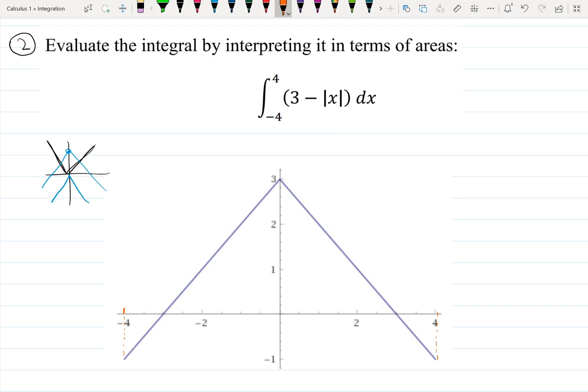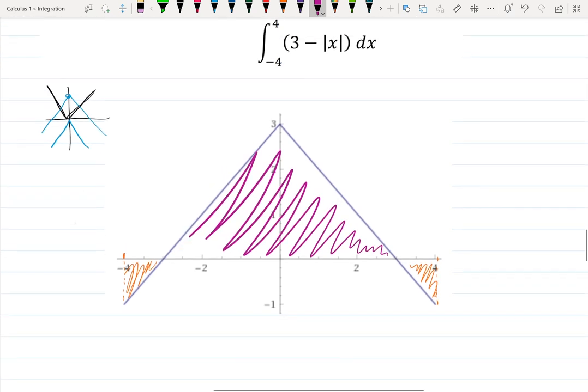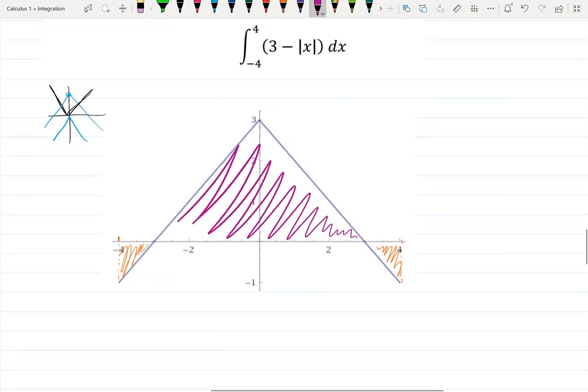It means we need to find areas of how many triangles? 1, 2, both are below the x-axis, so those will be negative. And in pink, I will do this big one. 3. 3 triangles if you want to see it this way. Then you can break the integral into how many pieces?